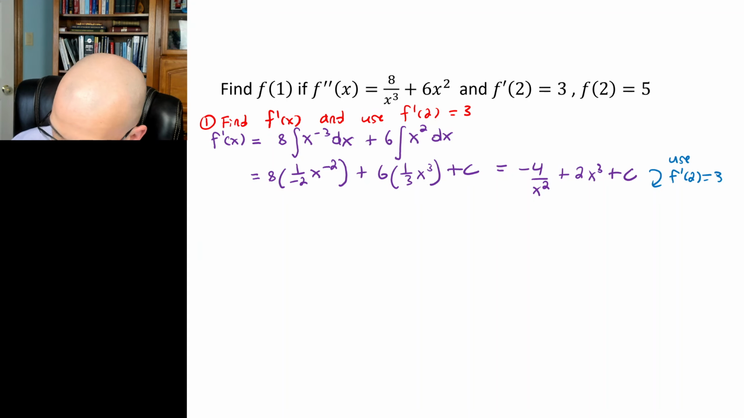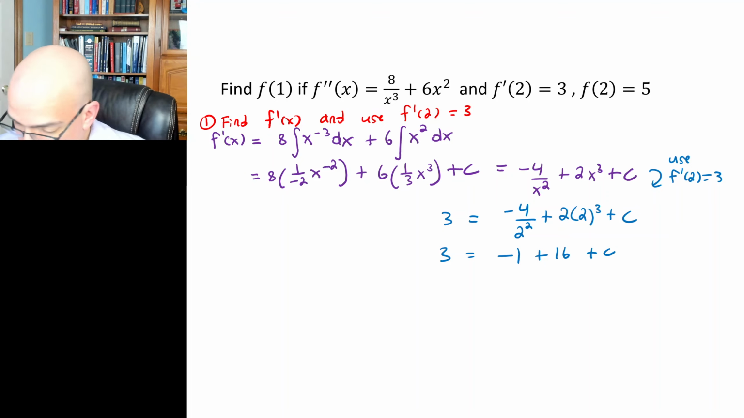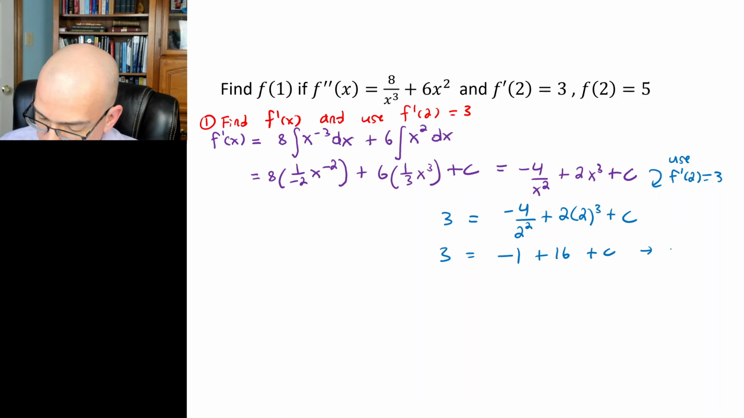So we'll have 3 is equal to negative 4 over 2 squared plus 2 times 2 cubed plus c. So 3 is equal to negative 1 plus 16 plus c. So we'll have 15, and subtract 15 from both sides. So c is equal to negative 12.